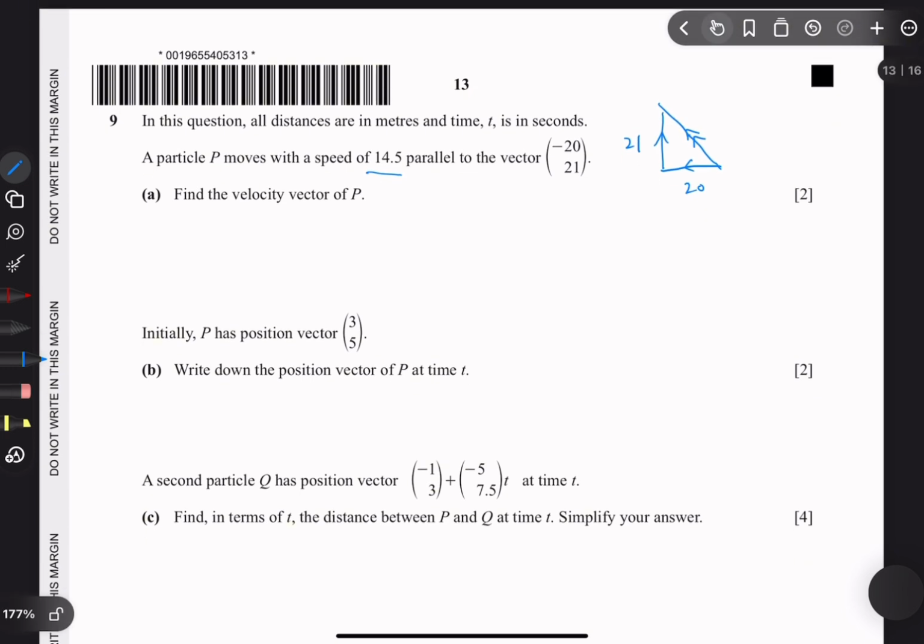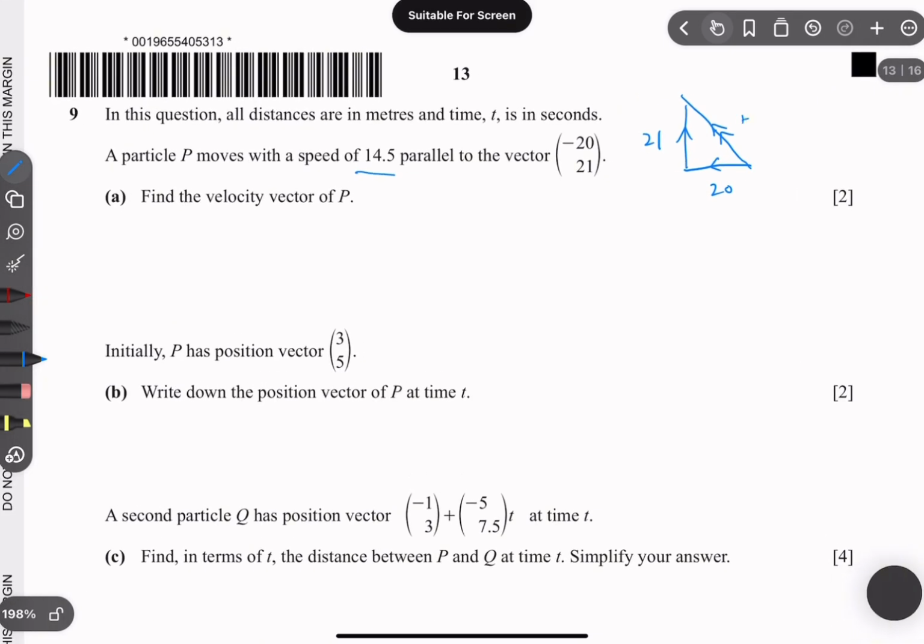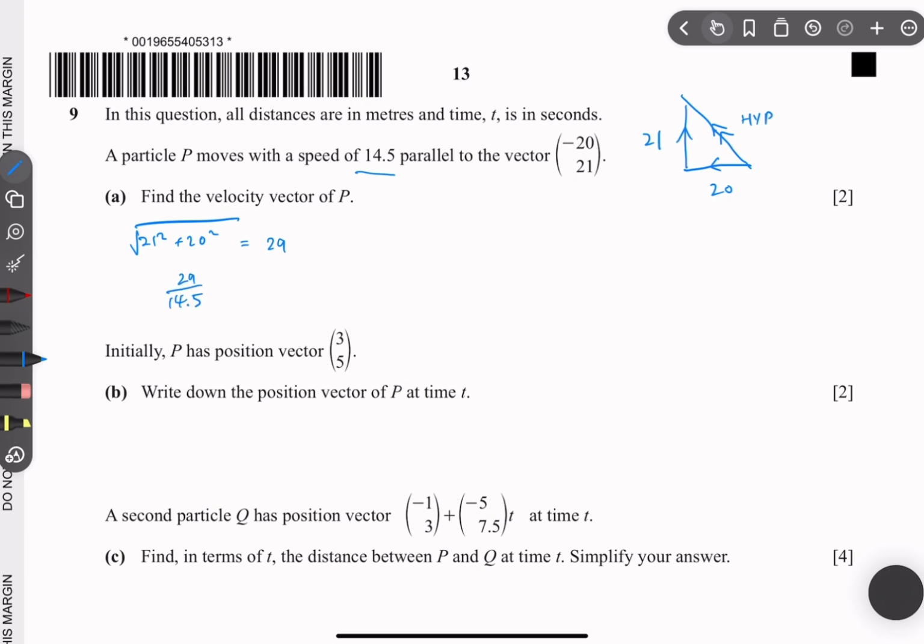Okay, so you can use Pythagoras theorem to find the hypotenuse, which is this part. So the hypotenuse should be 29, and for vector diagrams, whenever you draw the right angle triangle, the hypotenuse should always represent the speed. So if this is 29, but the speed of the particle is actually 14.5 from the question, you can divide 29 by 14.5 to find the constant value, which will be 2.